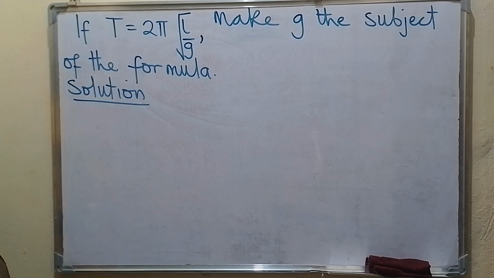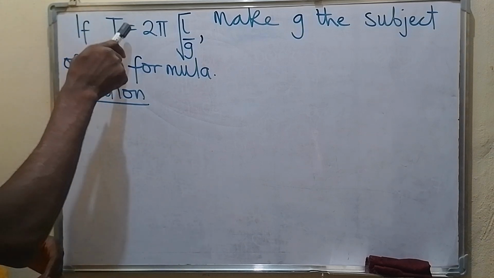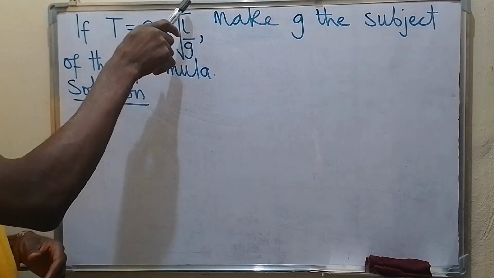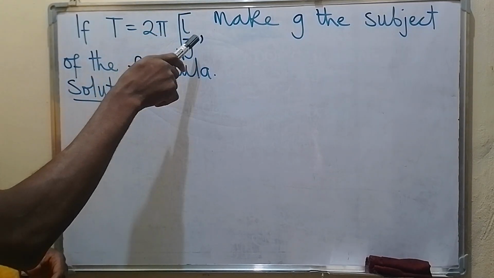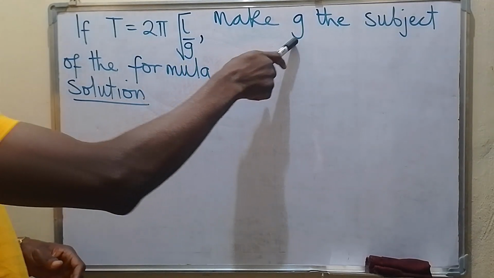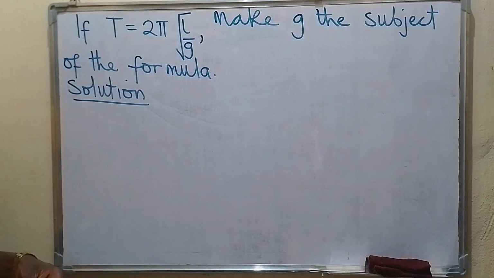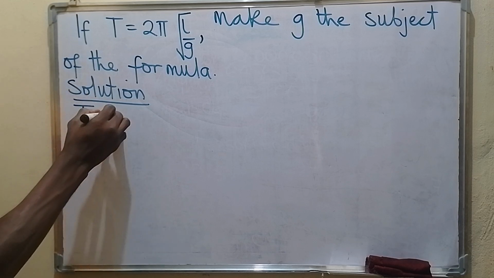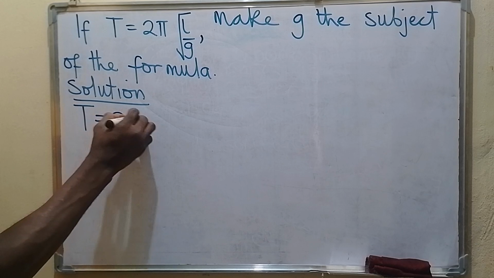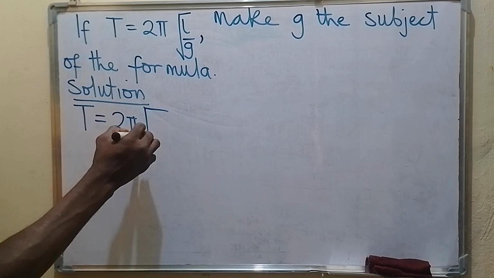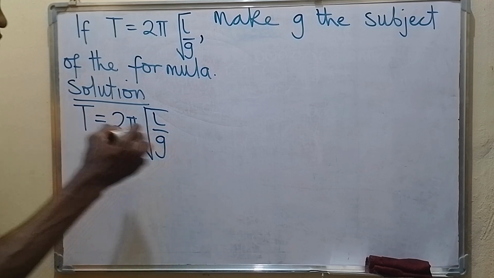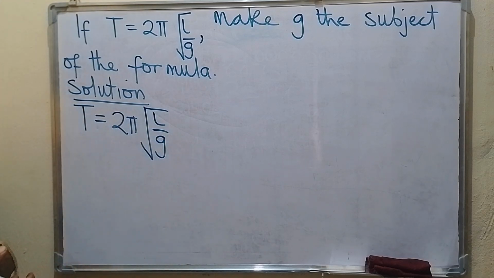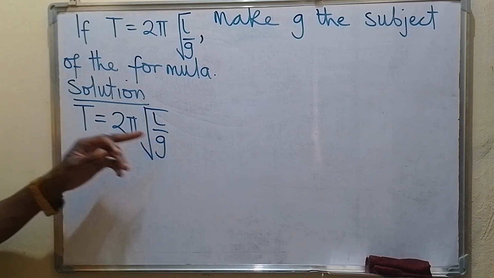Make we do this one quickly. It says if t is equal to 2 pi times the square root of L over G, make G the subject of the formula. So for this one, we see a formula where the subject of that formula na t: t equals 2 pi times the square root of L over G. For this formula now, na t be the subject. So they tell us for the question say make we make G the subject.